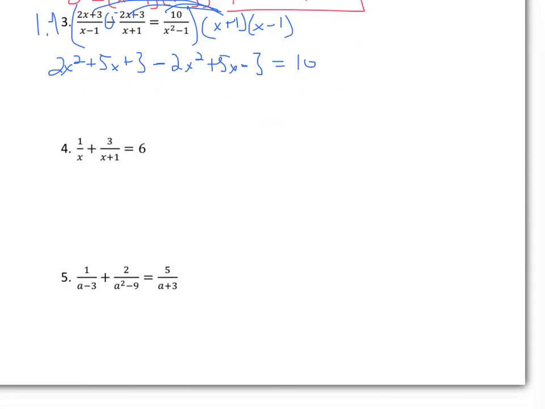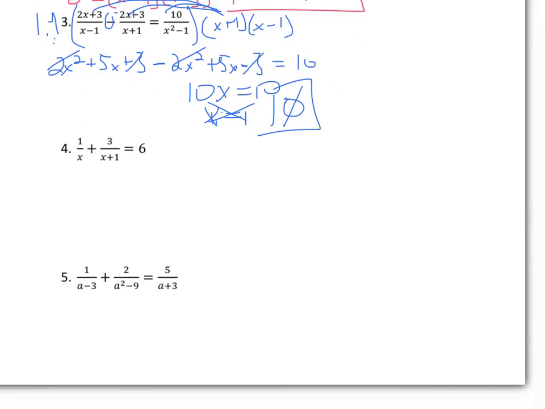Got to get everything together. Our 2x squareds cancel out. That's nice and lucky. Our 3 and negative 3 cancel out. Great. 10x equals 10. x equals 1. But remember that 1 is an extraneous solution because it can't be here. So that is going to be untrue, and the answer is just going to be no solution.